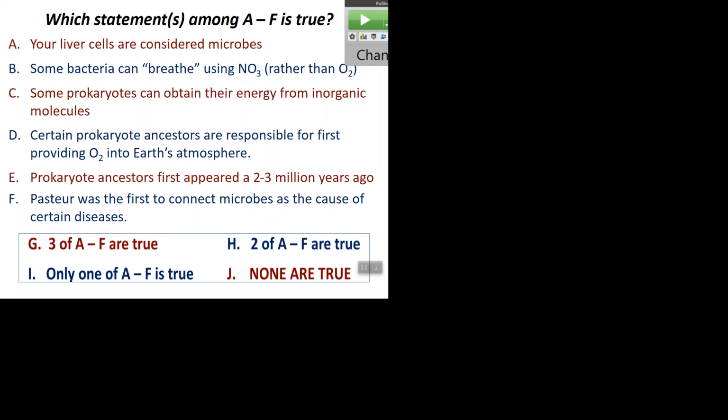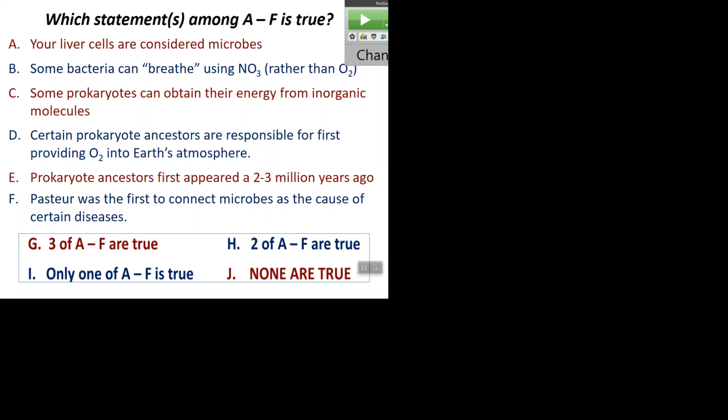Iron can be used as energy sources, but only by bacteria and archaea that can do these kinds of things. B certainly is true. That's a cyanobacteria type of bacteria, which photosynthesize basically the same way as a plant does, with chlorophyll, etc. But they are the ones that put O2 in our atmosphere.